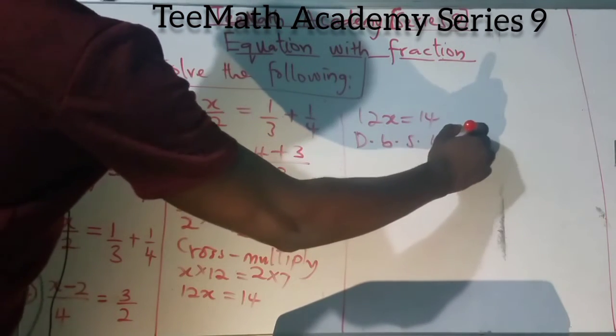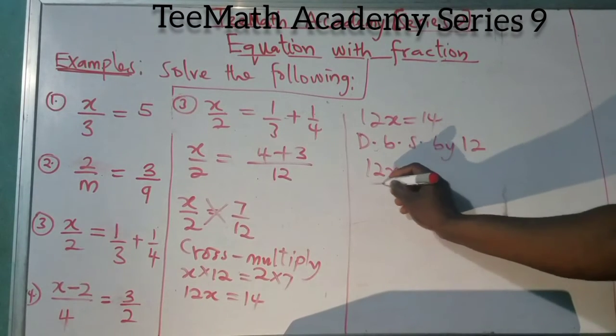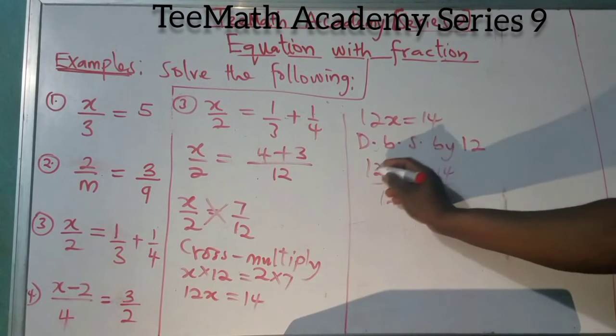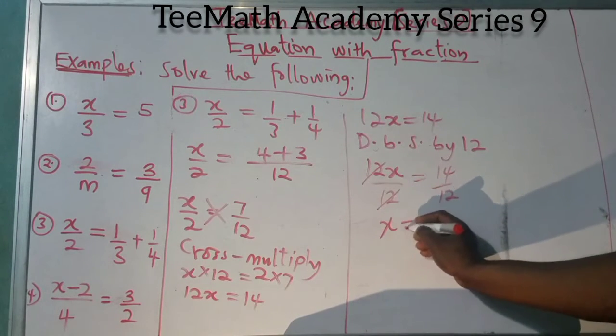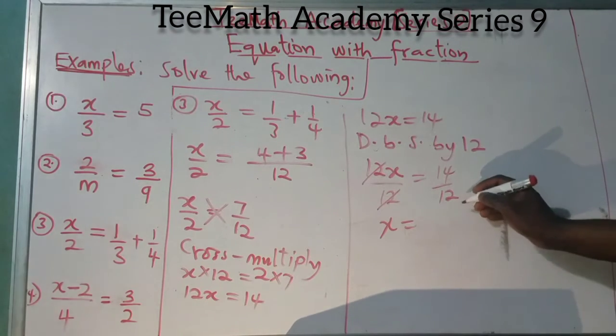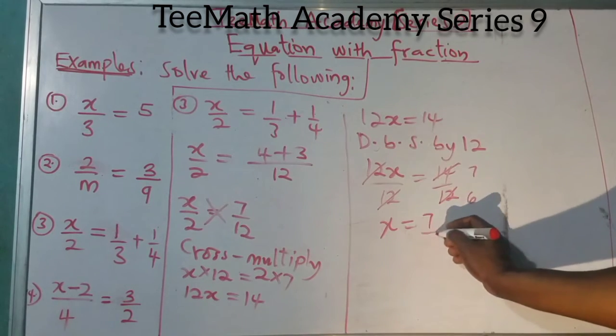by 12. So here, 12x over 12 equals 14 over 12. So 12 cancels 12, x equals, now 2 can go into the two of them. 2 in 12 is 6, 2 in 14 is 7. So our answer is 7 over 6.